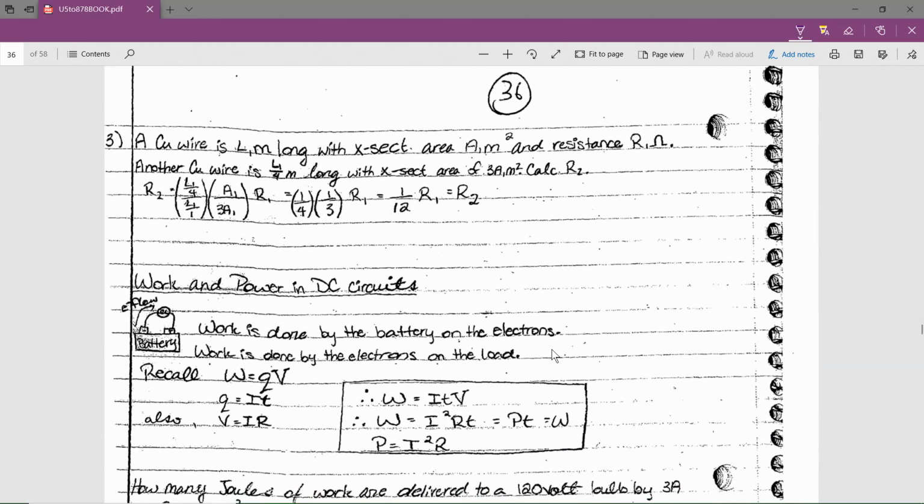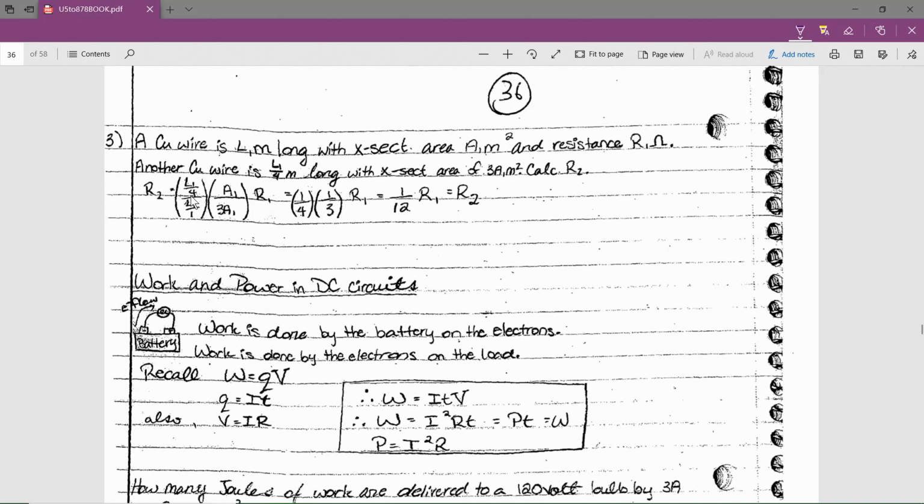Third question here, this is on the top of page 36, as I flip in my booklet. We've got a copper wire, and we don't know the exact value of the length of that wire, but we'll call it L1, and its cross-sectional area is A1 meters squared, and we have a resistance R1 ohms. Then I have another copper wire, which is a quarter as long, so L1 over 4 meters, and the cross-sectional area is 3 times that of the first one. So we want to calculate R2.